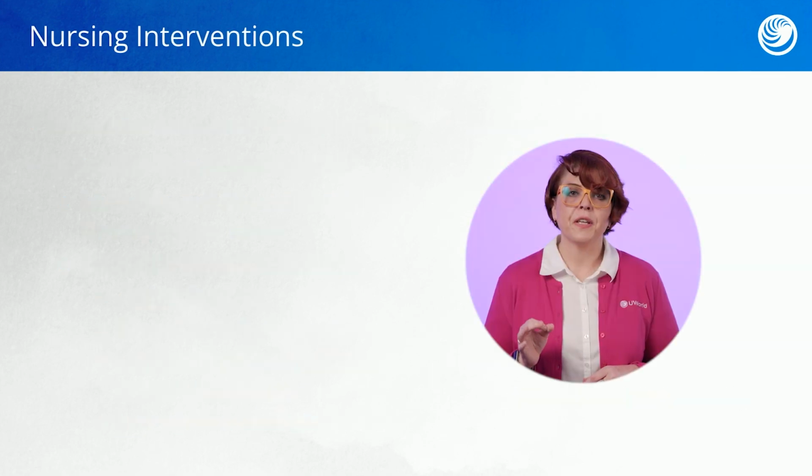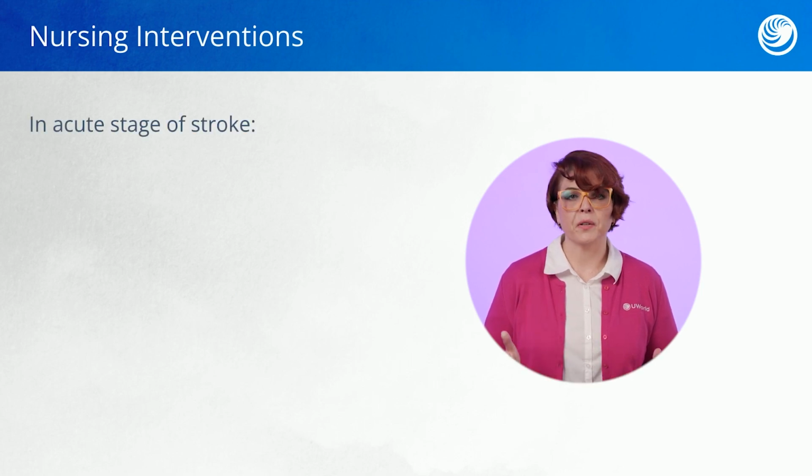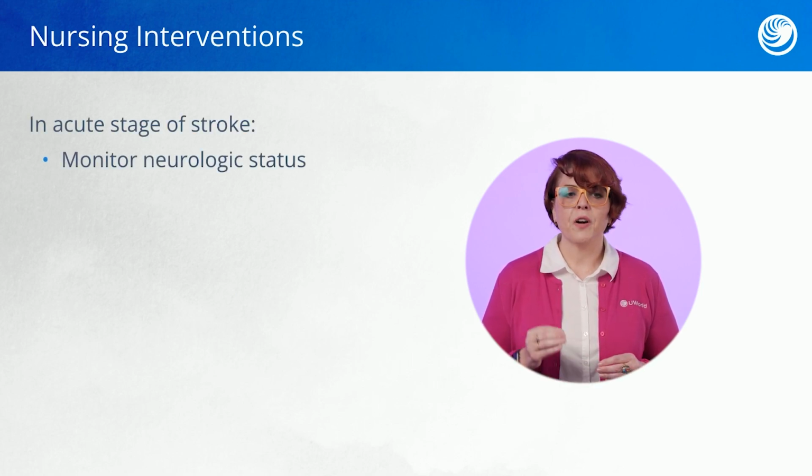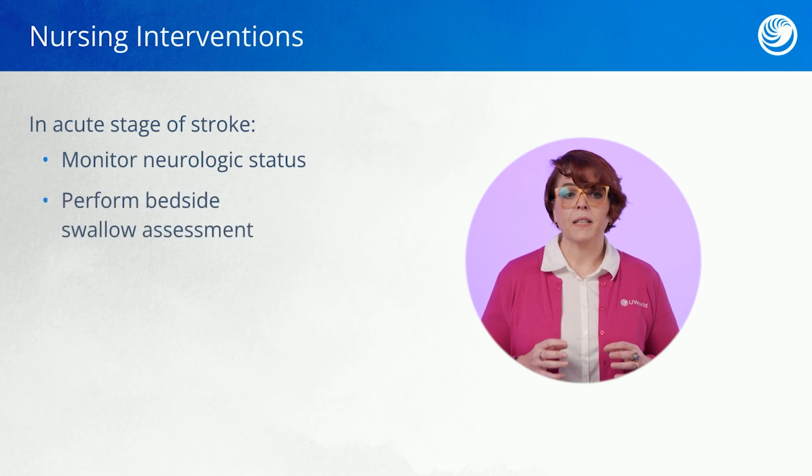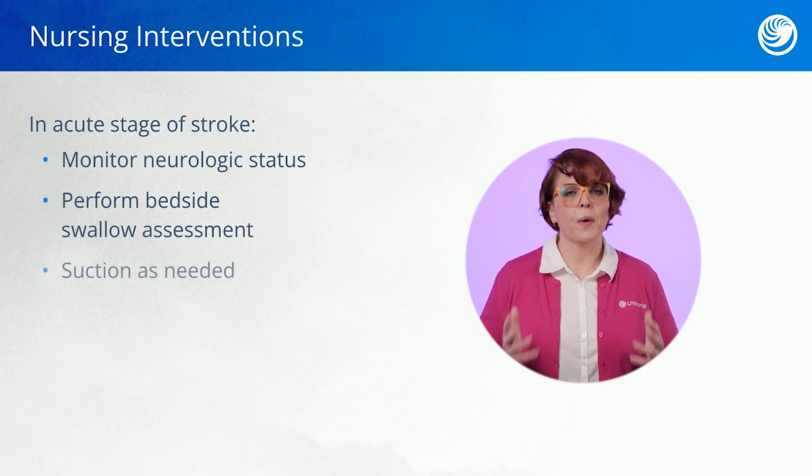Let's talk about the nursing interventions for an ischemic stroke in the acute stage, meaning the first day or two. We're going to have to monitor our patient's neurological status, so I'm thinking cranial nerves. The speech therapist is going to perform a bedside swallow assessment. Remember, our patient can have dysphagia, and they can aspirate their secretions, which is why suction is needed and should be hooked up in the room.